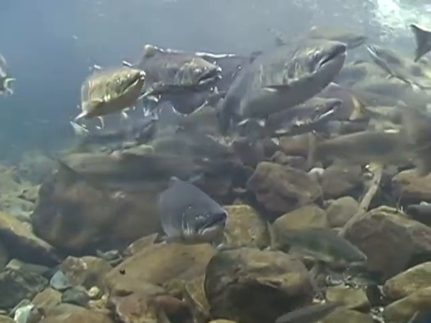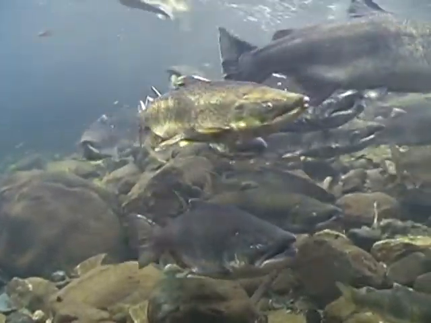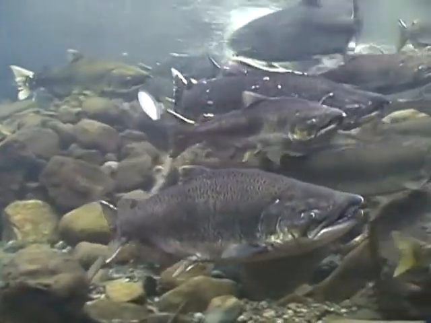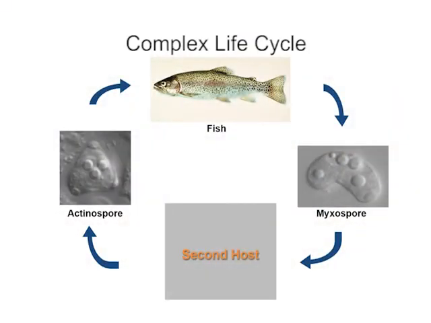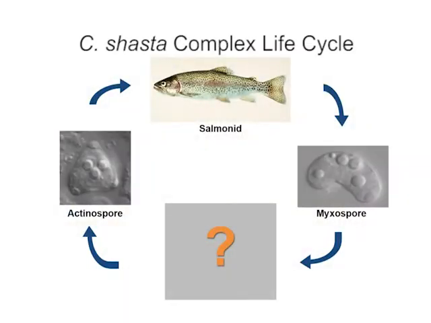was discovered. And instead of the parasite being transmitted from fish to fish, what we call horizontal transmission, it had to first infect an aquatic worm. And this is what we call having a complex life cycle. And this suggested that other myxozoans also had complex life cycles. So our objective was to identify the second host in the C.